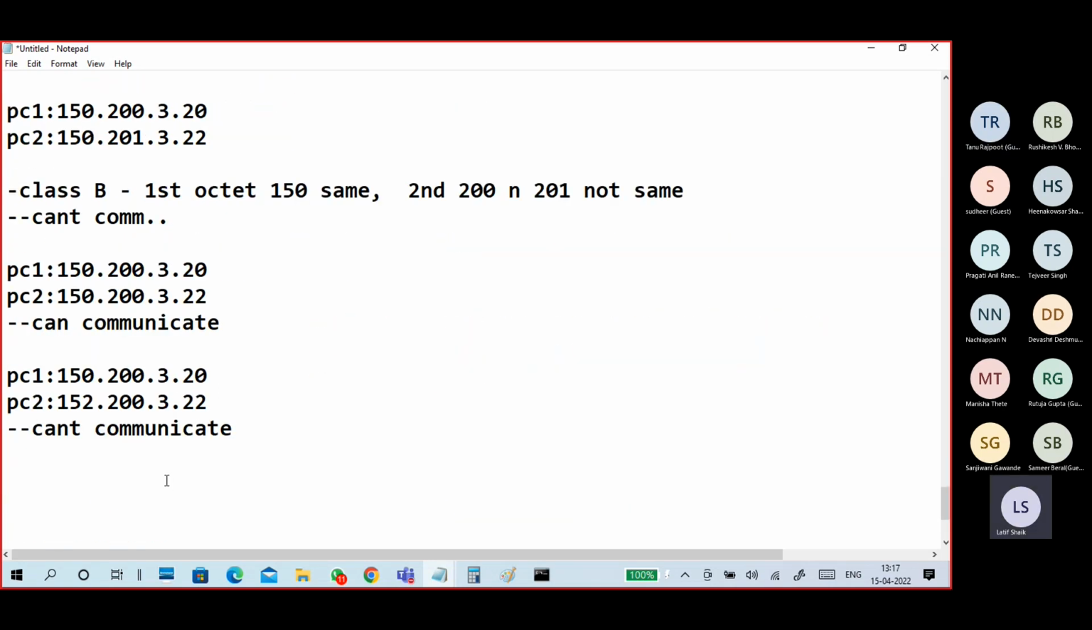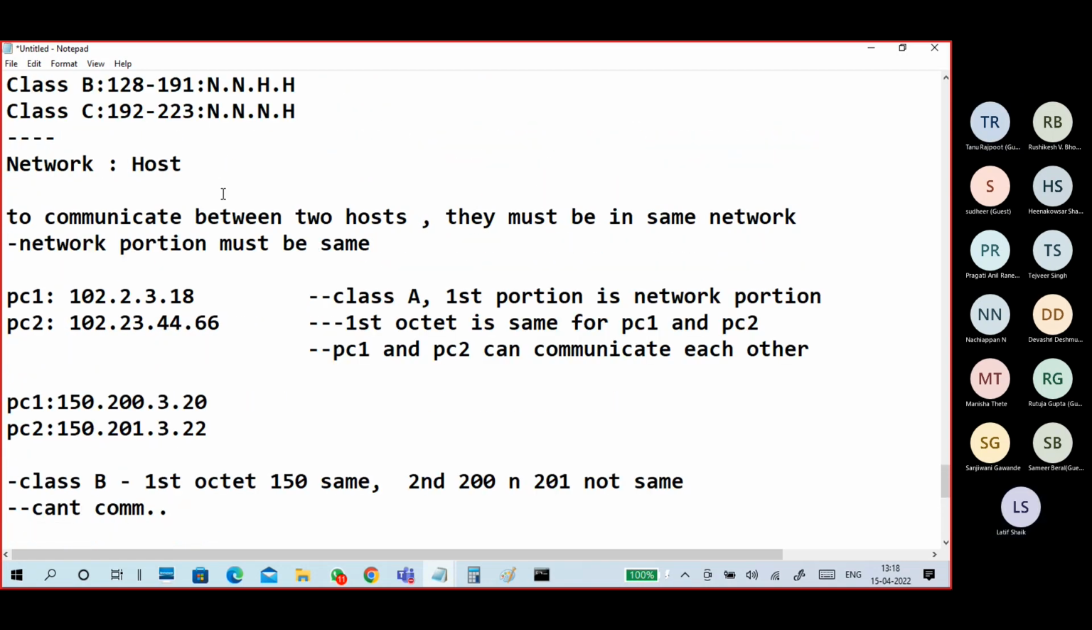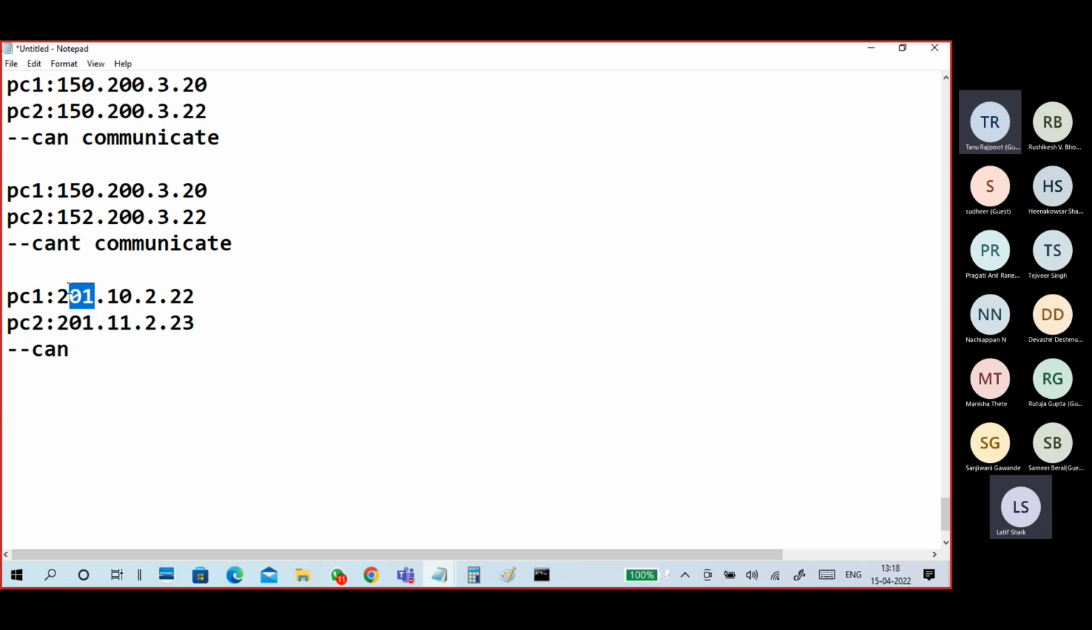And the last, class C. Take PC1, maybe 201 to anything, like 10.2.22. PC2, again 201.11.2.23. So what will happen here? Communicate or not communicate? First octet same, class C, first three octets must be same. First octet same, second octet different, third octet same. But whatever it is, it must be like this. It's different, cannot communicate.